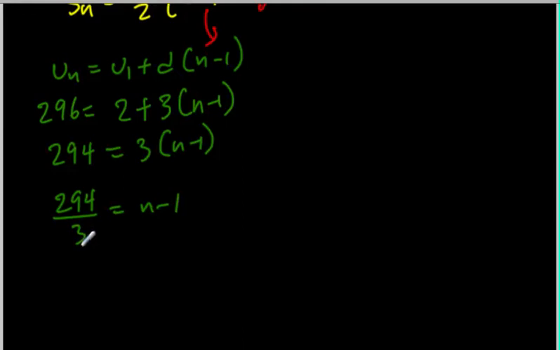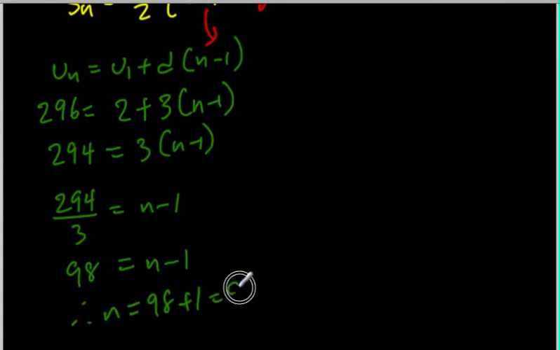294 divided by 3 is actually 98. Yes, that's right. So n minus 1 is equal to 98. Therefore n is equal to 98 plus 1, which is equal to 99. So there are 99 terms. So n equals 99.